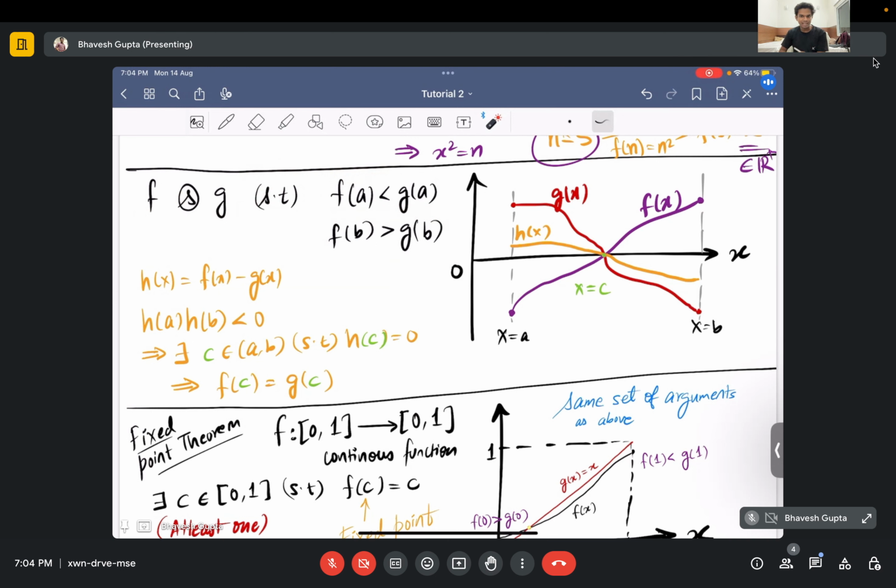And I have shown that in a graph over here, and you can see very clearly that the red line which I have drawn here is the g of x function. Here I have drawn using a purple line the f of x function. So you can see I have drawn both the functions over here.